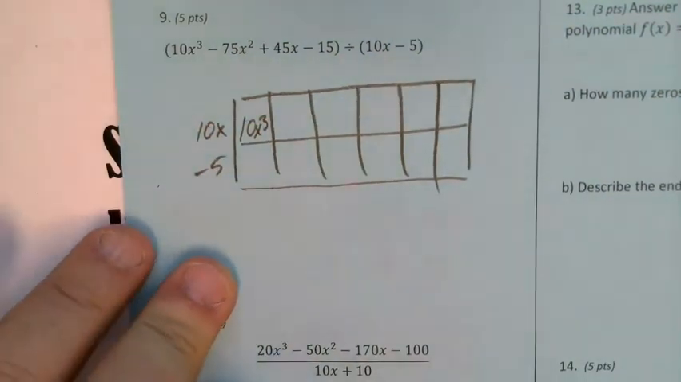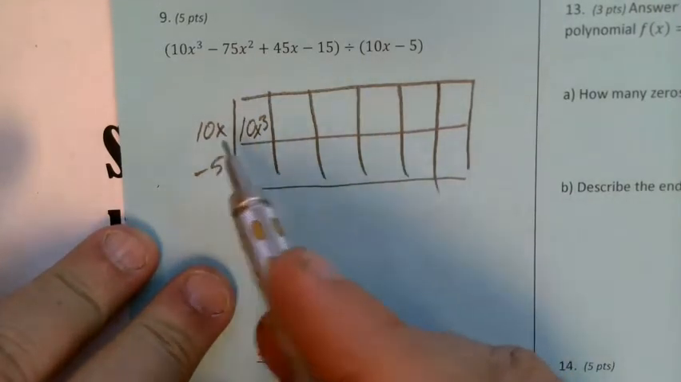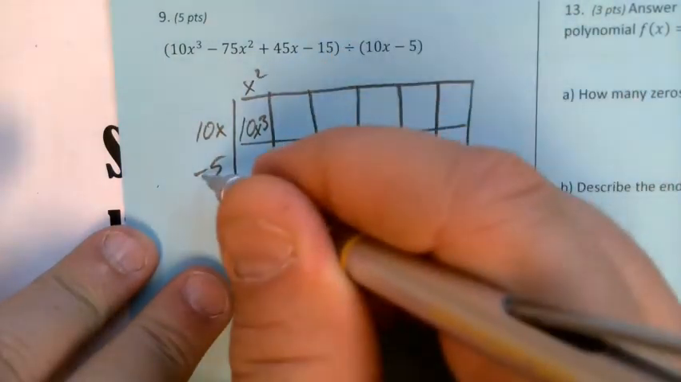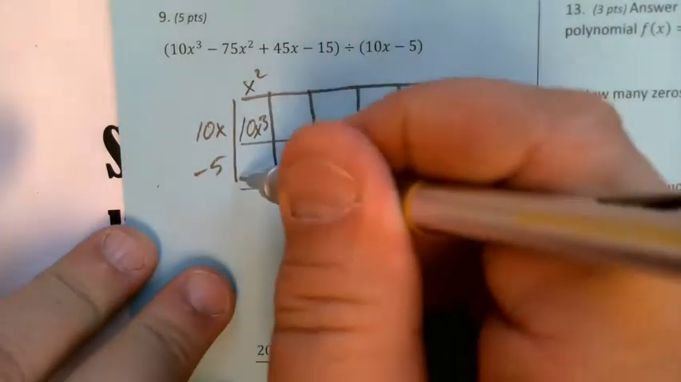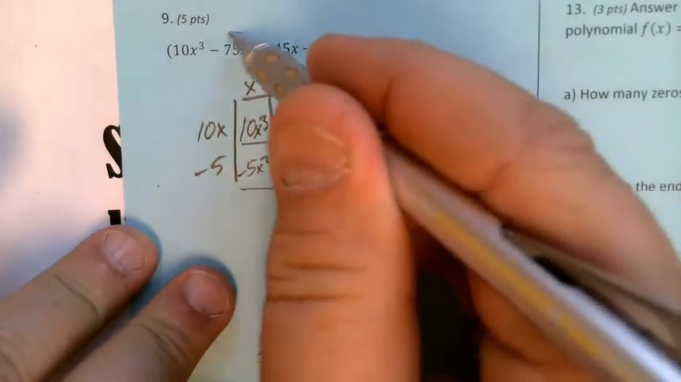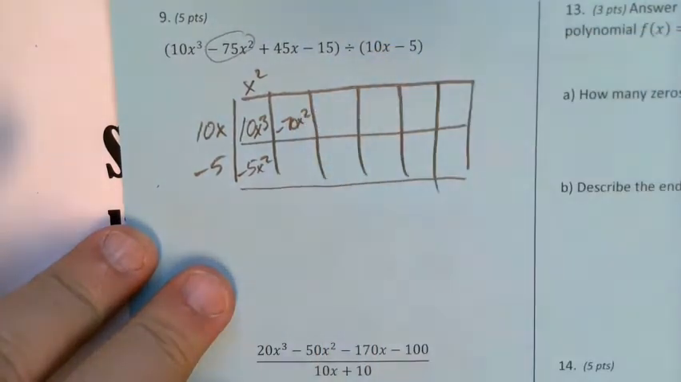Okay, so I'm looking at 10 divided by 10 is 1. X cubed divided by x is x squared. Cool. Now I multiply. Negative 5 times x squared gives me negative 5x squared. So I've got negative 5x squared, and I need negative 75x squared. So I need to put another negative 70x squared up there.